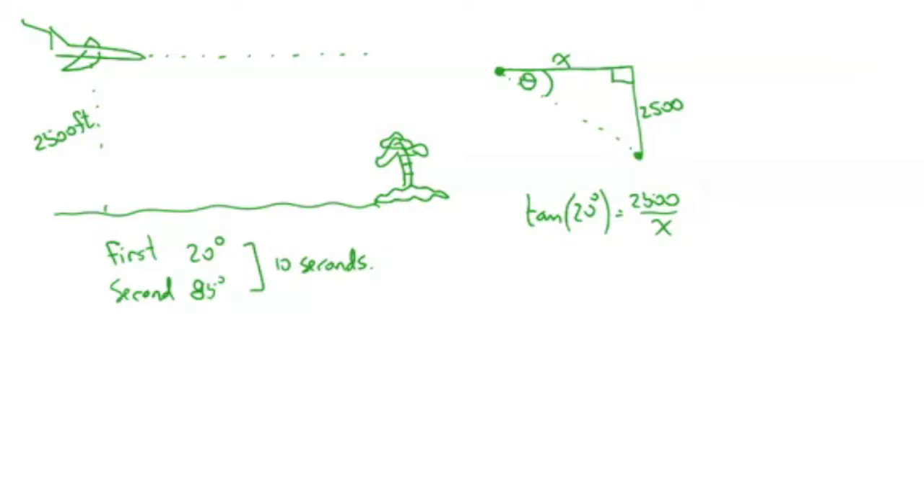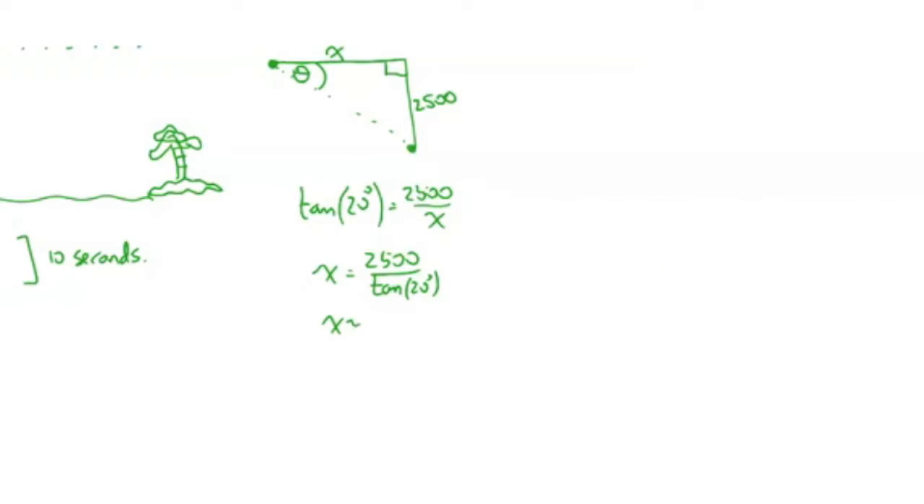Well, you can treat this as a proportion and take these two pieces and flip them. So you get x on this side is equal to 2,500 divided by tangent of 20. If you don't see that trick, multiply both sides by x, and then you divide by the tangent. So this is approximately 6,868.7 feet.